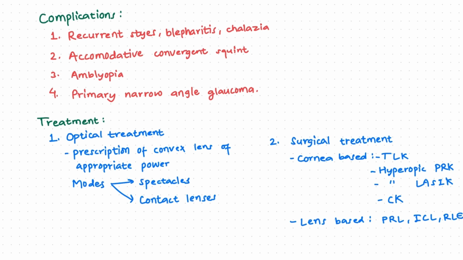Cornea based surgeries include TLK, thermal laser keratoplasty, hyperopic PRK. PRK meaning photorefractive keratectomy, right? And hyperopic LASIK, LASIK meaning laser in situ keratomileusis, and CK, which means conductive keratoplasty. And some lens based methods are PRL, phakic refractive lens, or ICL, implantable contact lens, and RLE, refractive lens exchange. So these are the treatment options.